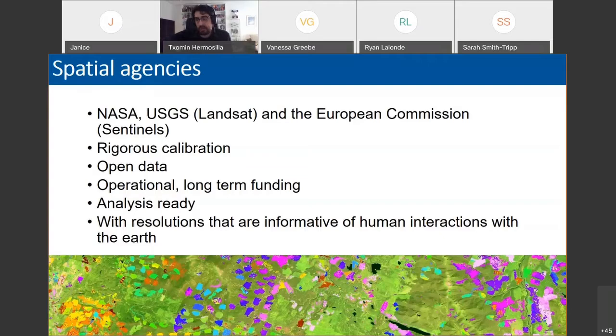One really important thing about this data is that it is offered in an analysis-ready format, which greatly limits the amount of pre-processing that we have to do. We can take this data directly and use it in our process. And these data sets, Landsat at 30 meters and Sentinels at 20, have resolutions that are informative for analyzing human interaction with the Earth.